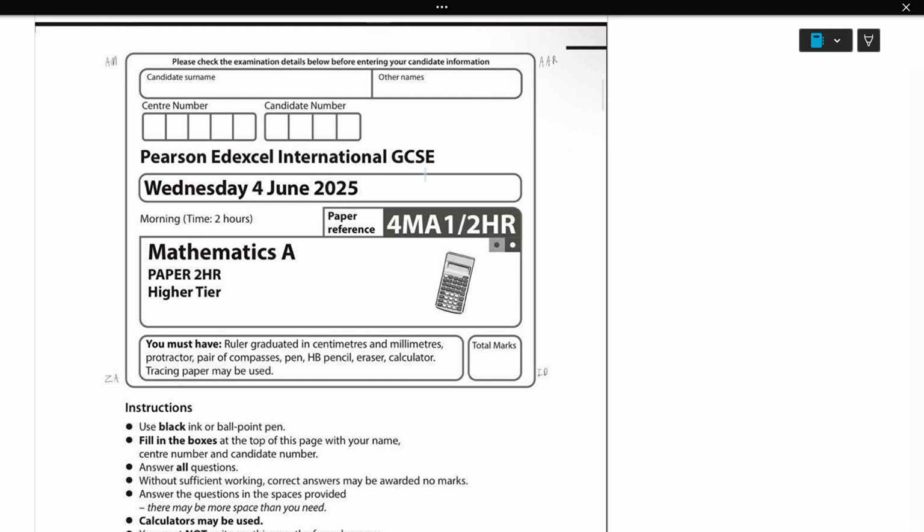Here is 4MA1 2HR, 4th June 2025, Edexcel paper. So let's go for the first question.